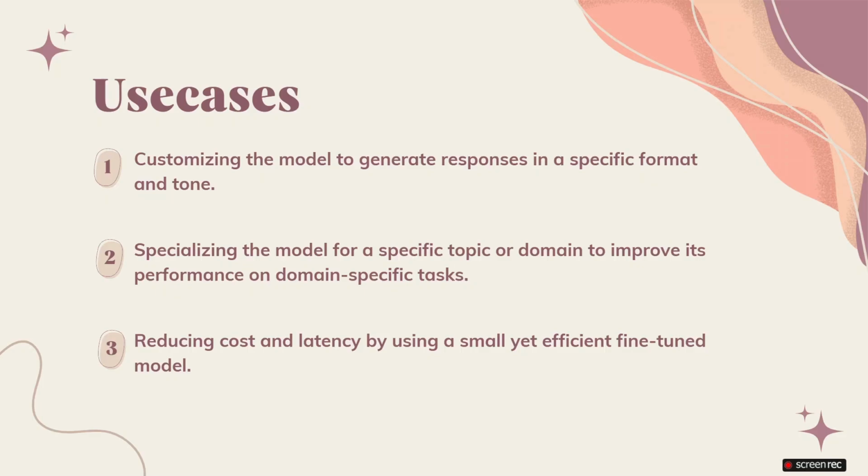The second one is specializing the model for a particular domain, for example, like a legal document summarization. The third one is reducing cost and latency by using a smaller yet efficient fine-tuned model. This can also lead to savings in carbon footprint. Now let us see some examples for these use cases.